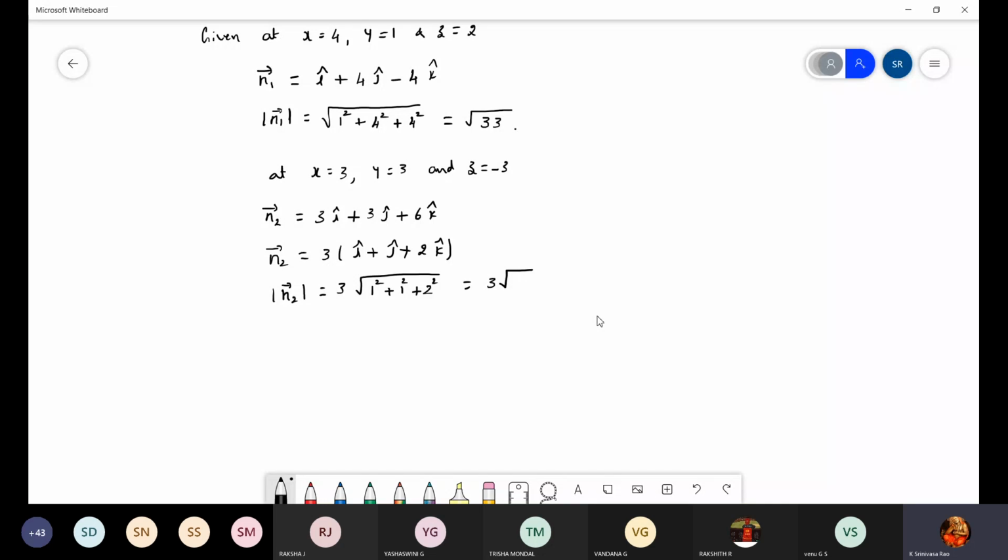Yes, sir. So now this is 3 into root of 4 plus 1 plus 1, that is 3 root 6. Is it right? Yes, this is n2. Next line. Therefore, angle between two normals. Cos theta equals, write the formula: n1 dot n2 divided by magnitude of n1 into magnitude of n2.